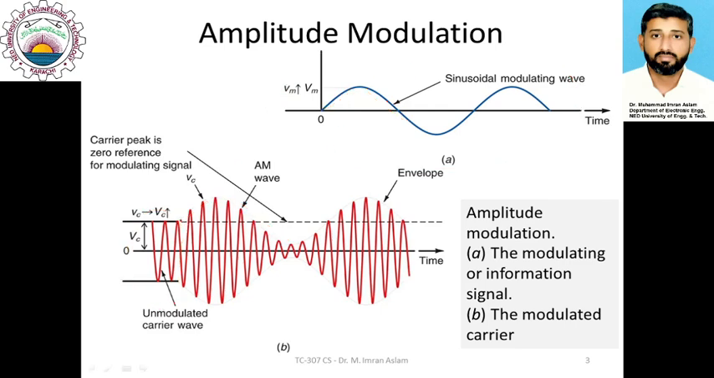So in other words, this envelope with this dotted line which is shown here represents the variations that we observe in the modulating wave. So this is the illustration of how the amplitude modulated waveform represents the information contained in the message signal.